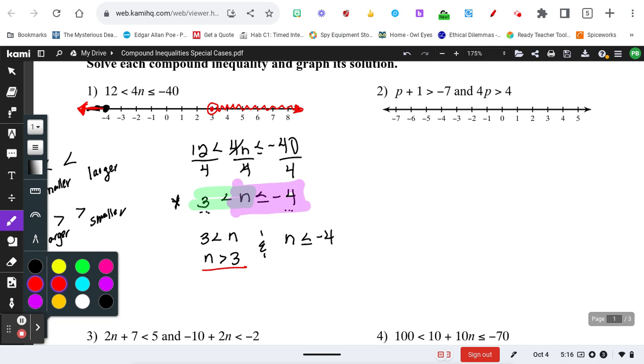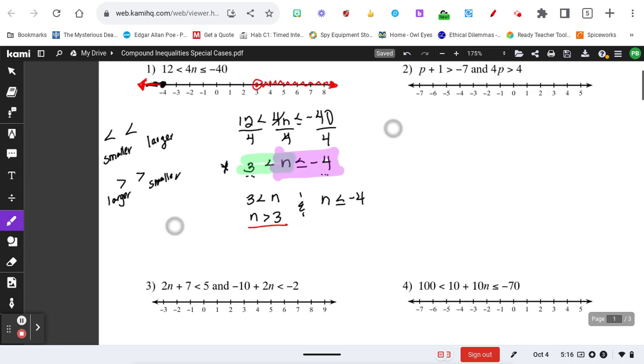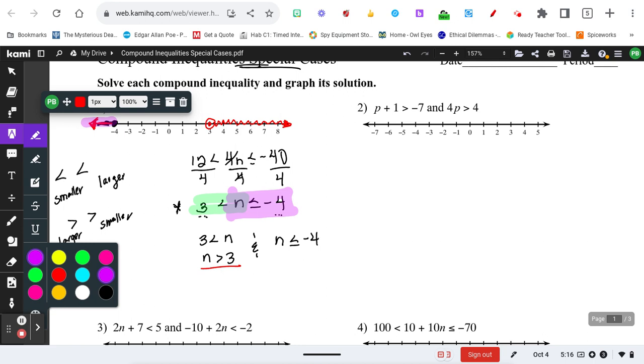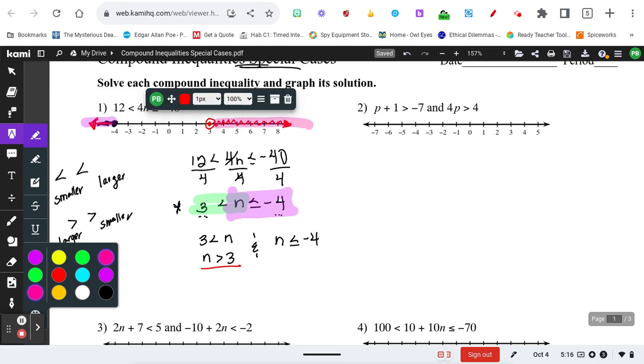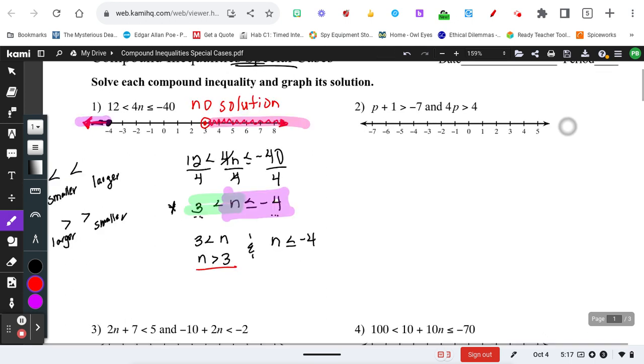Okay. But look, guys, these are supposed to overlap, okay? They're supposed to overlap, but they're not overlapping at any point. You got this one going left and this one going to the right. It's supposed to be overlapping in the middle. So this one is no solution. Now, if it were an or problem, then that'd be fine. But it's an and compound inequality. They should overlap somewhere. They're not. Okay, let's take a look at 2.